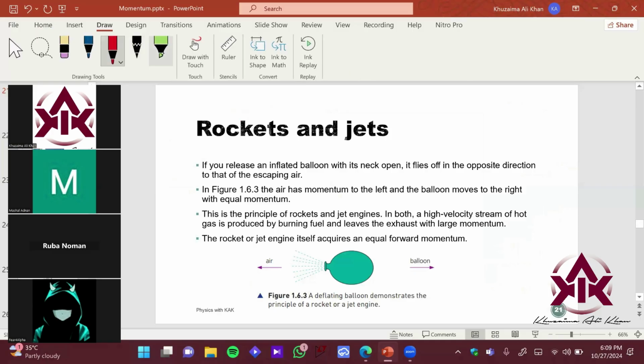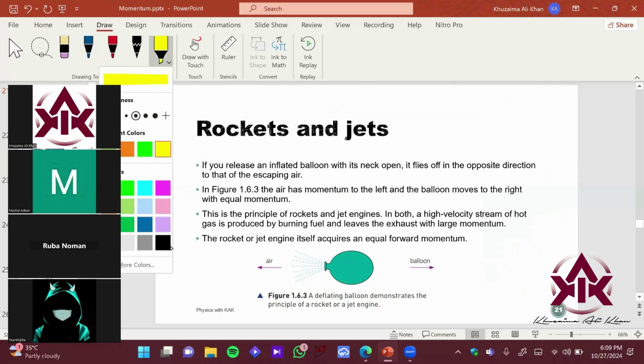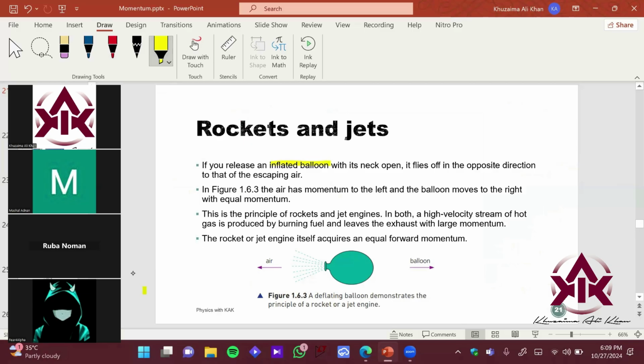Now let me quickly skim through it. Okay, what are they saying? If you release an inflated balloon with its neck open, it flies off in the opposite direction. You might have seen the experiment. You expand the balloon, and if you release it open, the air goes in this direction. It causes the balloon to accelerate in this direction. This is again an application of momentum. In figure 1.6.3, the air has momentum to the left, and the balloon moves to the right with equal momentum, to make sure that the sum of momentum is always the same.